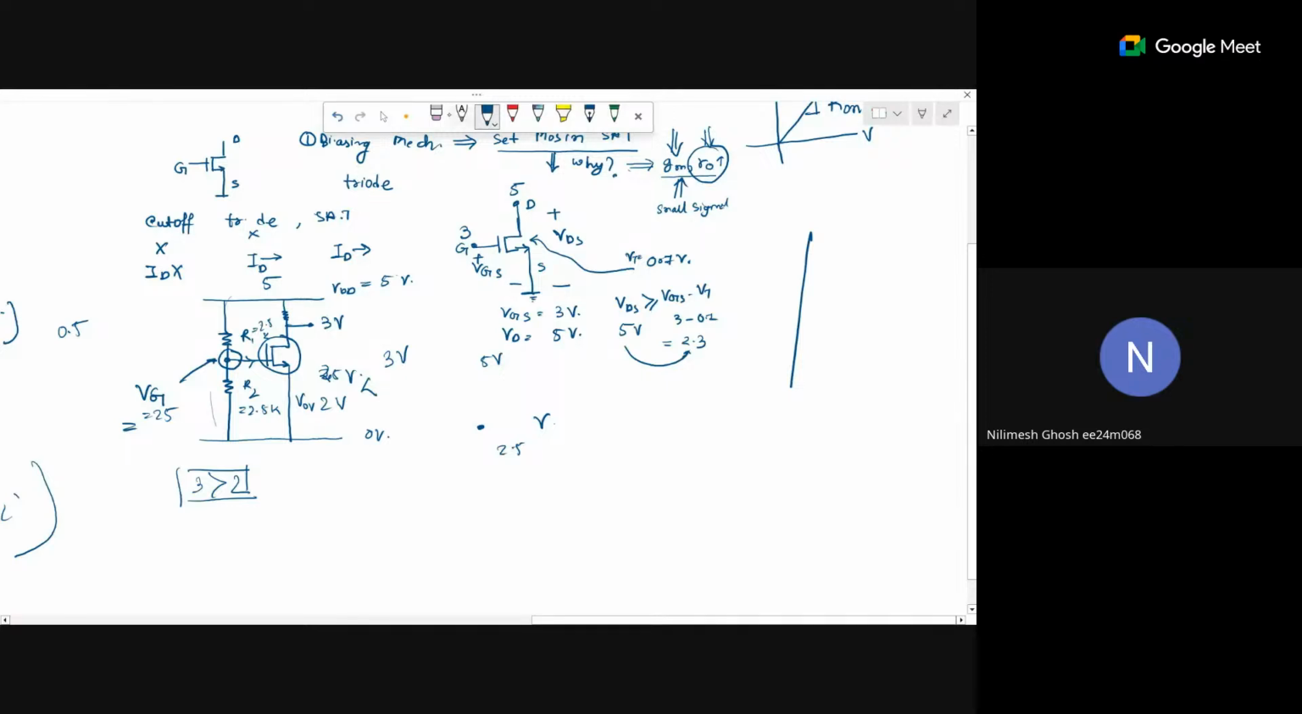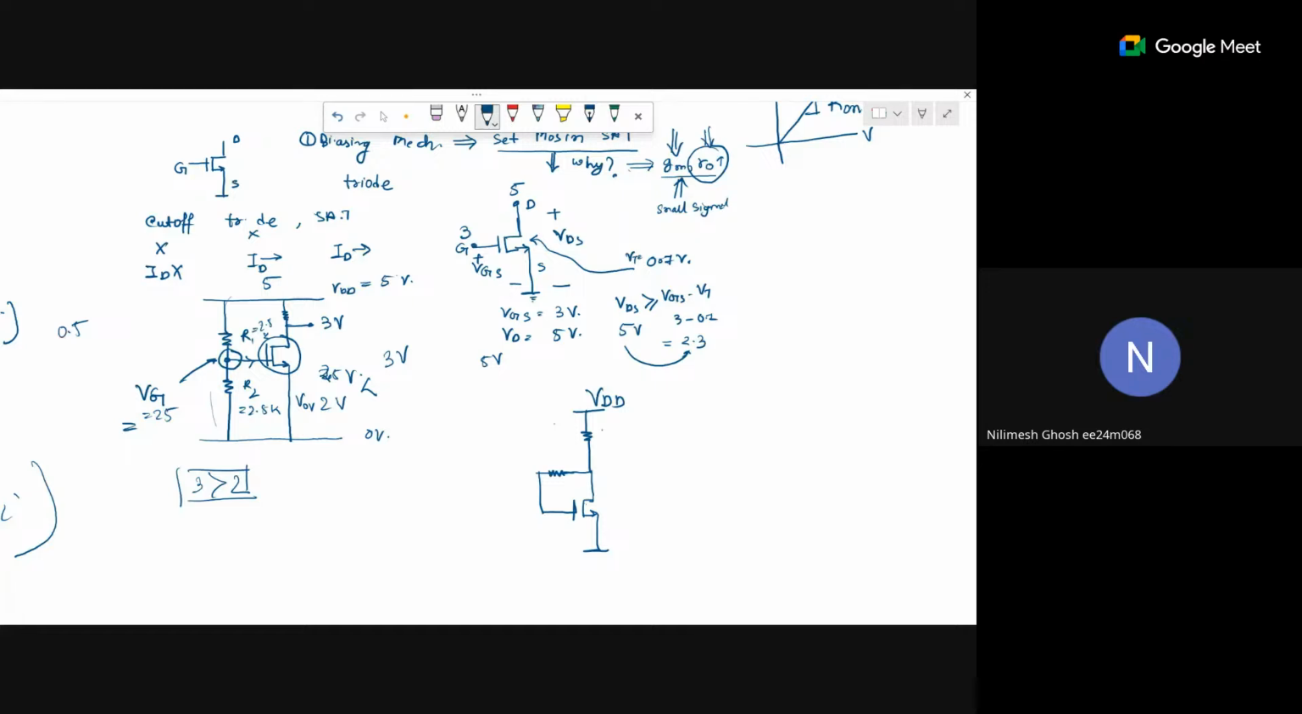Now this is also a biasing circuit. I will just briefly say about the biasing circuit, because if you don't know what biasing is, then these small signal things will not be that clear. You will not feel it. The intuition is more needed than the particular concept.